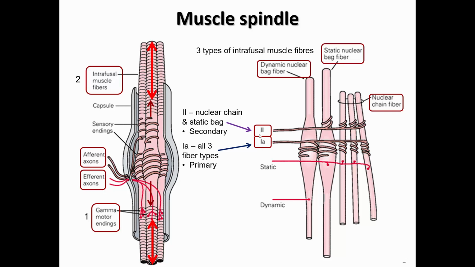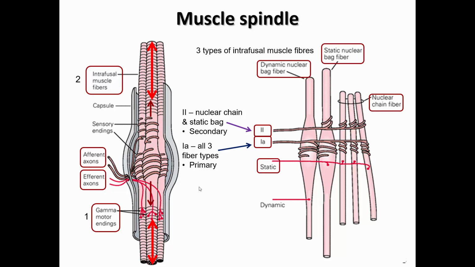The type 2s, which are slightly smaller and transmit slightly slower, are found wound up, as you can see here, around the nuclear chain and the static bag fibers. So you see that the dynamic fiber here is not innervated by the type 2s, and these are called secondary endings that are not active all the time as much as the 1As.